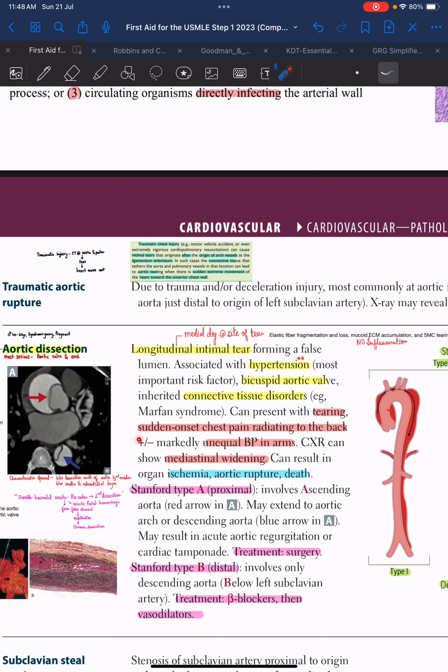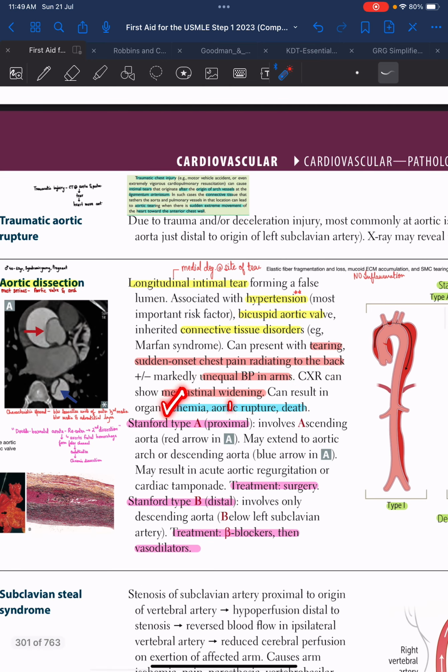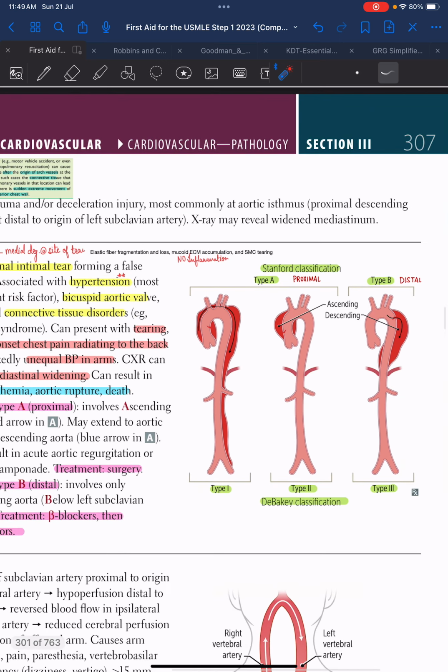The patient can present with sudden onset of chest pain radiating to the back and unequal blood pressure in the arms. Chest X-ray reveals mediastinal widening. Complications are ischemia, aortic rupture and death. There are two classifications which classify the aortic dissection: DeBakey and Stanford. In DeBakey there are type 1, type 2 and type 3.